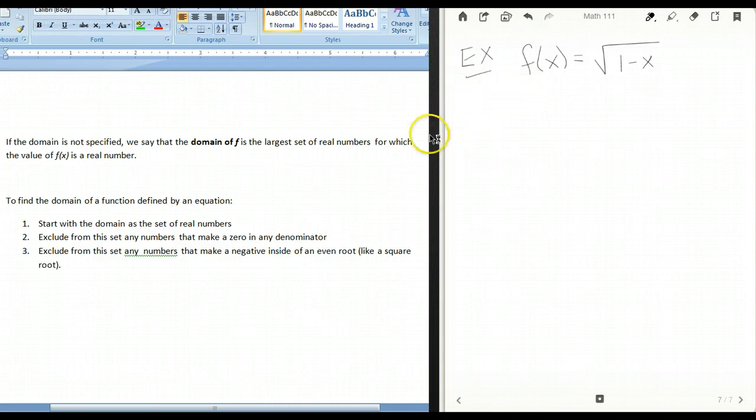Remember, in terms of our process, we start out by saying start with everything. Start with all real numbers, and let's throw out anything that is bad. So number 2 says throw out any numbers that make 0 in a denominator. Are there any denominators? No, so I don't have to worry about that one. But the next one says throw out any numbers that make a negative inside an even root, like a square root. We have a square root.